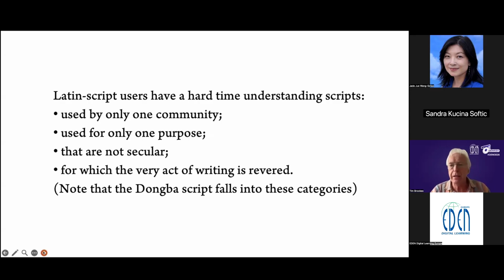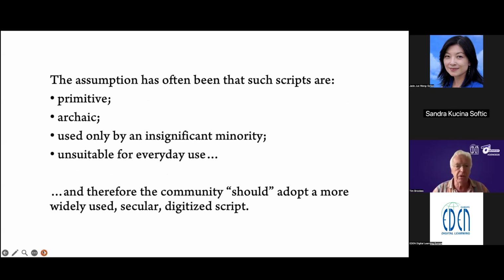Scripts that are not secular, our alphabet is extremely secular. It's used for everything. And so a script where, as I say in the next line, the very act of writing is an act of reverence. It's something that just doesn't compute to us. For us, writing is something that everyone should be able to use for everything. And that isn't universally the case at all.